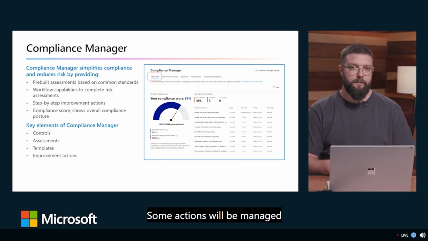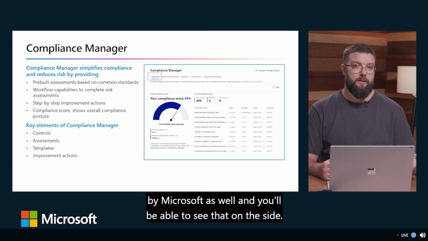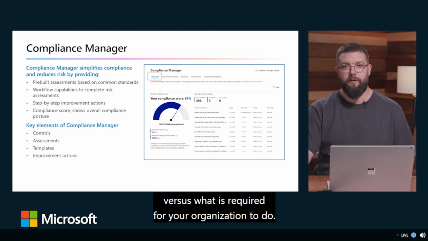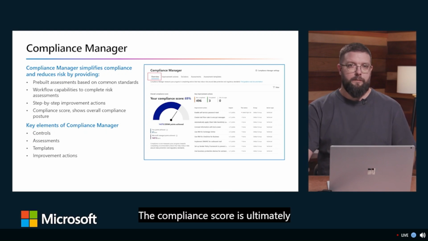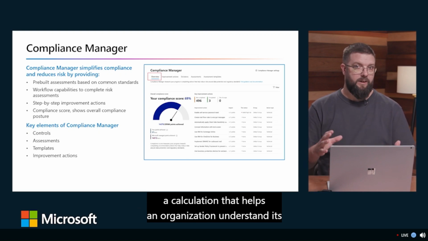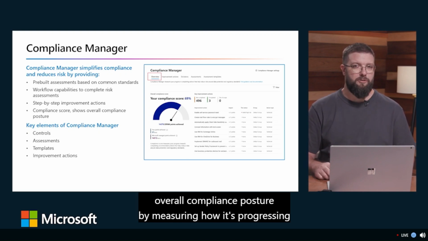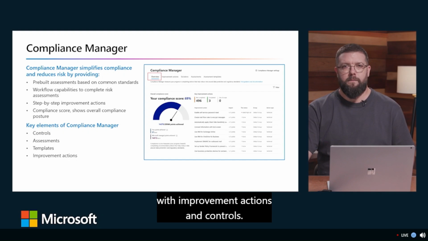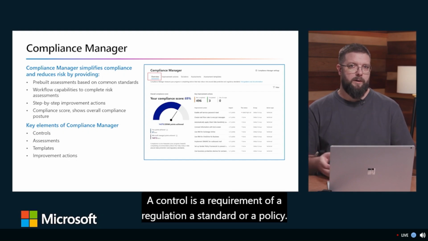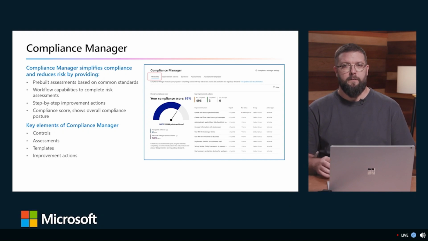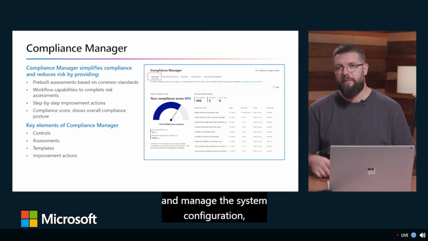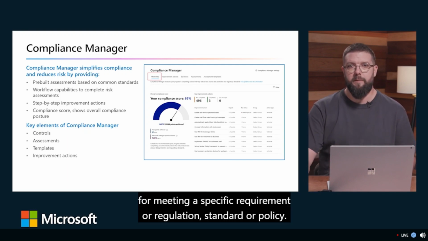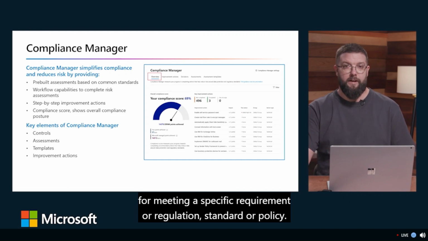So some actions will be managed by Microsoft as well, and you'll be able to see that on the side. So what Microsoft has already done versus what is required for your organization to do. So the compliance score is ultimately a calculation that helps an organization understand its overall compliance posture by measuring how it's progressing with improvement actions and controls. So a control is a requirement of a regulation, a standard, or a policy. So it defines how to assess and manage the system configuration, that organizational process, and the people responsible for meeting a specific requirement or regulation, standard, or policy.